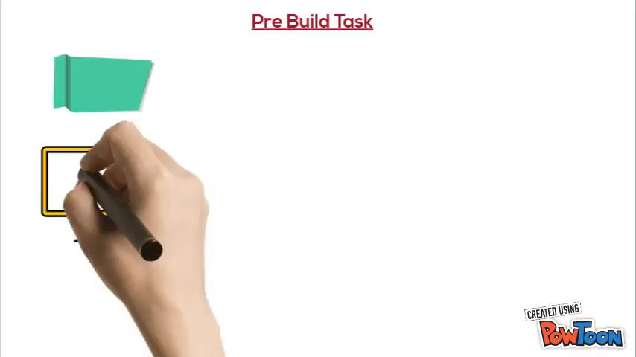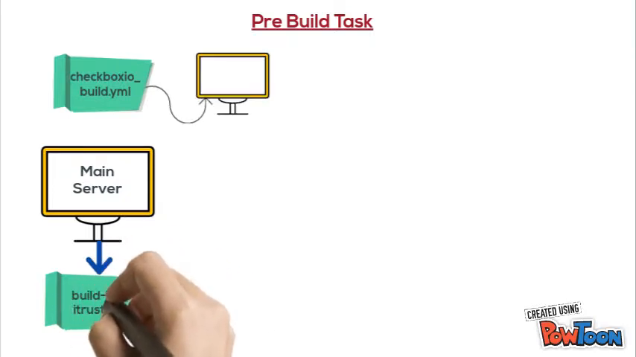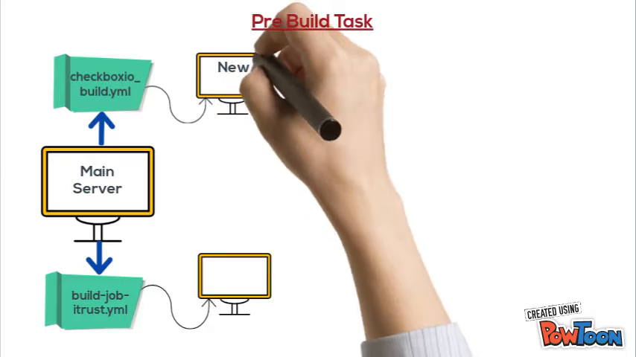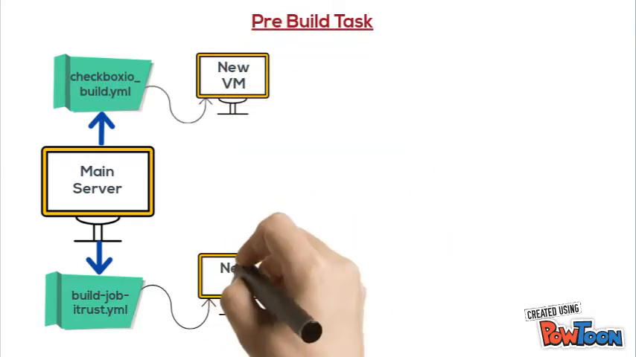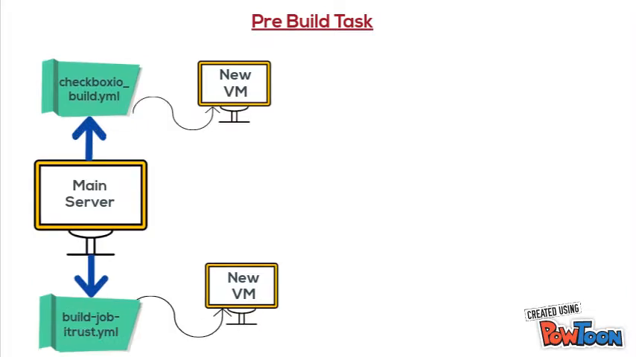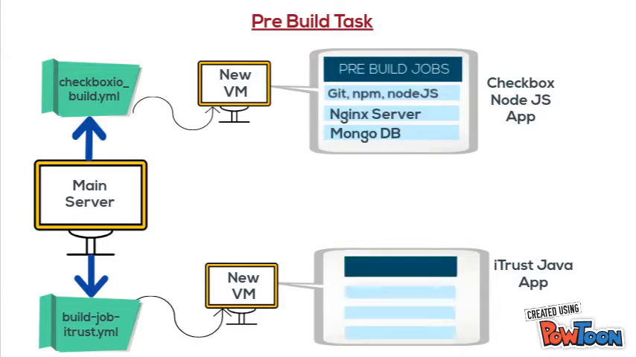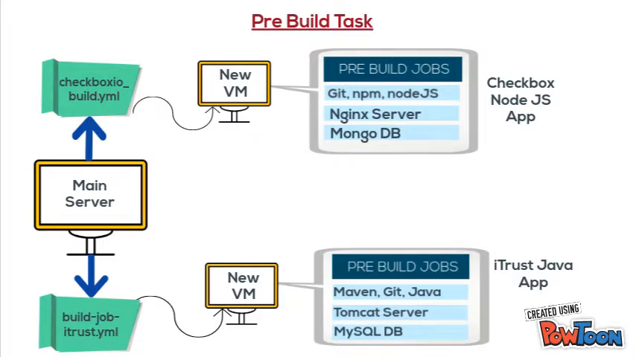Configuration management. In this milestone, for our pre-built task step, we have created 2 Ansible playbooks on our main server. Checkbox.io build.yml is for the Node.js application checkbox.io. Build job itrust.yml is for the Java app iTrust. Both spin up new virtual machines automatically when executed. These playbooks will also provision their VMs with respective application dependencies. Both will set up a Jenkins job for each of the applications.